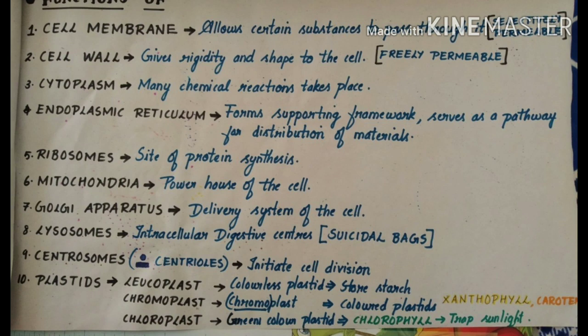Leucoplasts are colorless plastids which store starch. Chromoplasts are the colored plastids which contain the coloring pigments called xanthophyll or carotene. Chloroplasts are the green colored plastids which contain the coloring pigment called chlorophyll which traps the sunlight required for photosynthesis.